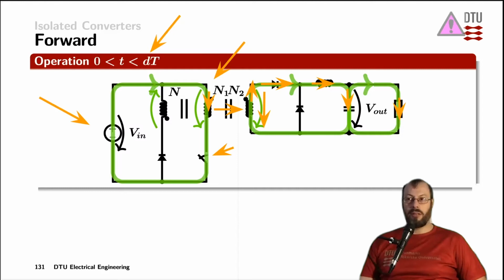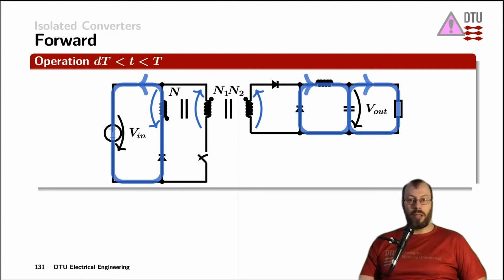As we have a positive voltage from the dotted end of the transformer windings to the non-dotted end of the transformer windings, following also Kirchhoff's voltage law, over here we have a positive voltage from the input voltage and the positive voltage from the demagnetization windings. That forces a positive voltage from the cathode to the anode of that diode here, which therefore is in reverse mode and is blocking.